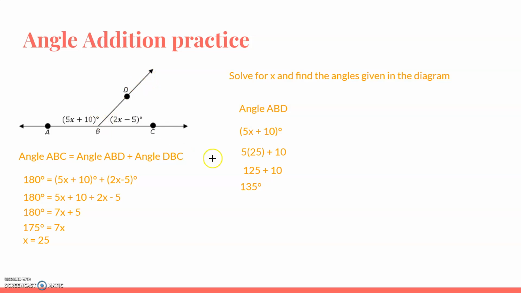Next, for angle DBC, the angle measure was 2x minus 5. Plug in our value for x: 2 times 25 minus 5, 50 minus 5, which gives us 45 degrees. We know that these answers are correct because when we sum both these angles up, we get 180 degrees.